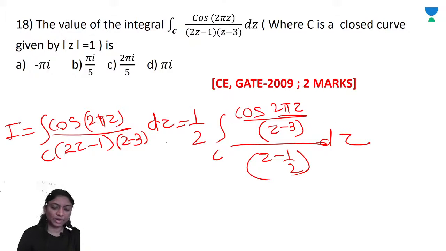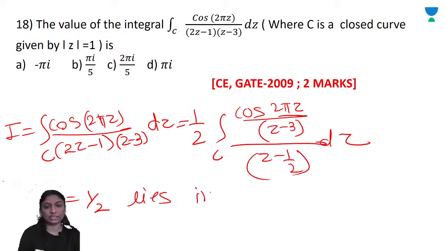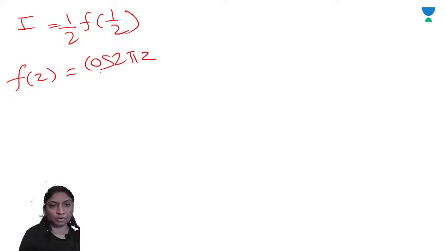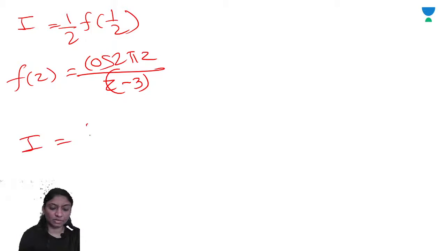So z is equal to 1 by 2 lies within mod z is equal to 1, so definitely it lies inside the curve C, because C is the circle with center 0, 0 and radius 1, right? So by Cauchy's integral formula, I is equal to 1 by 2 into f of 1 by 2, where f of z is equal to cos of 2 pi z upon z minus 3. f of z is analytic at all these points. So I is equal to 1 by 2 into cos of 2 pi times 1 by 2.